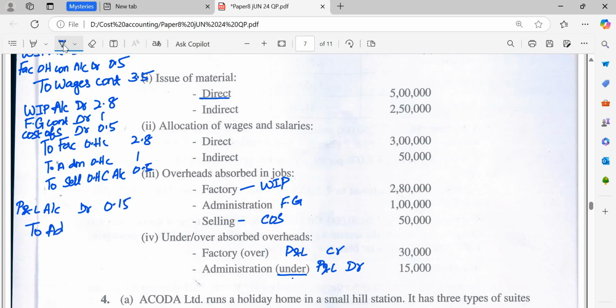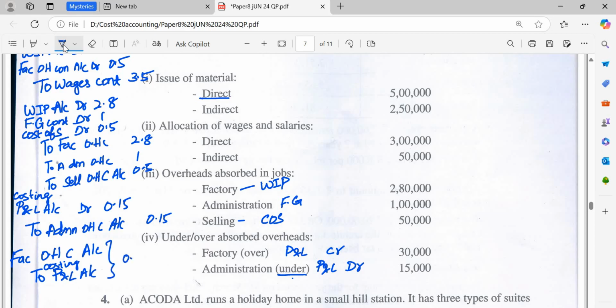To administrative overhead control account. Then for factory overheads, I need to credit the P&L account. So debit should be given to factory overheads control account. So if it is overhead over absorbed, we need to credit the costing P&L account. Okay. So here also costing P&L account only. So 30,000. So that's it. So this is a very easy problem to score 7 marks.